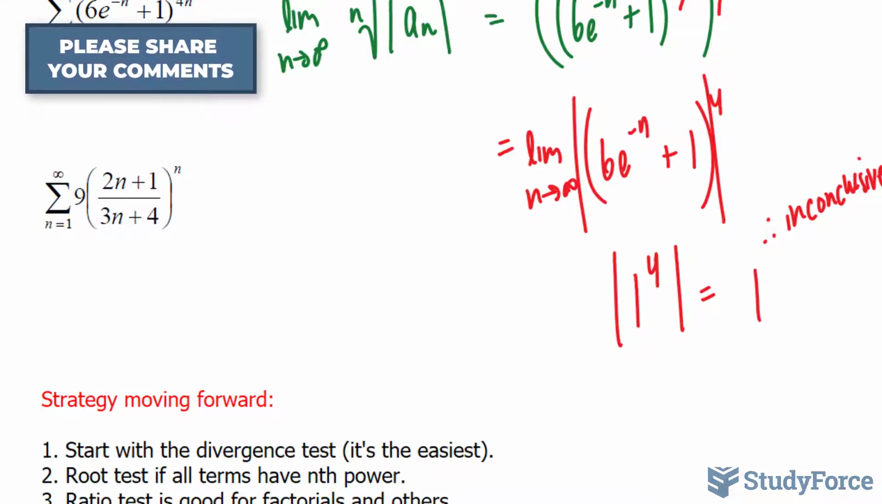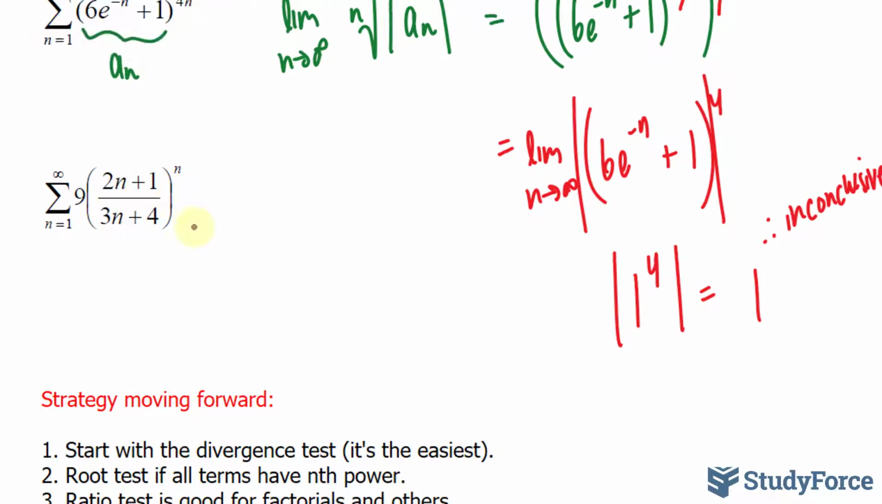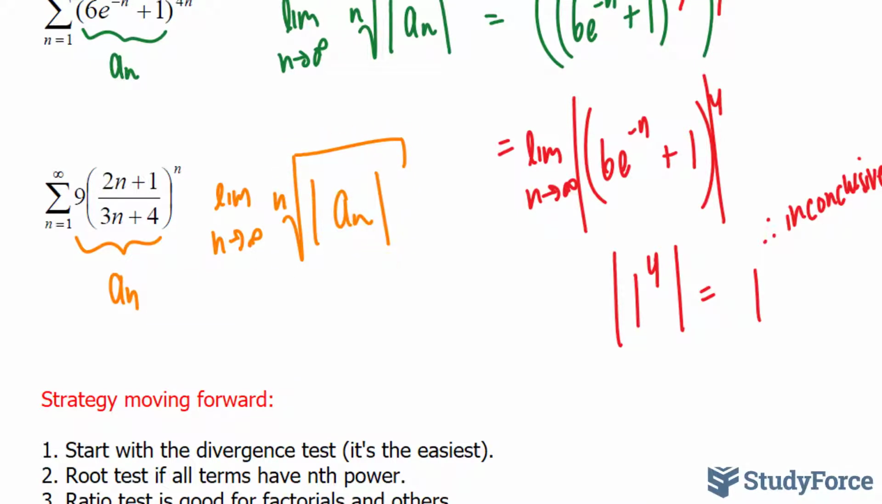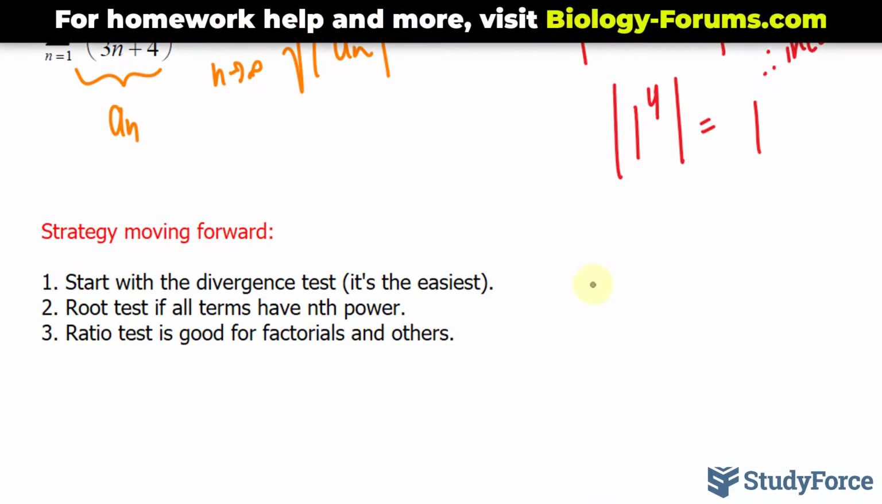Here we have 9 times 2n plus 1 over 3n plus 4 all raised to n. I'll use the exact same technique as before. I'll set this as a sub n, and I'll take the limit as n approaches infinity for the nth root of the absolute value of a sub n. Let's continue our work over here.